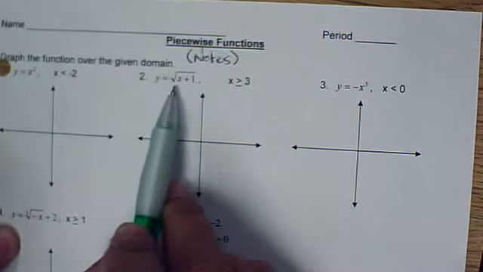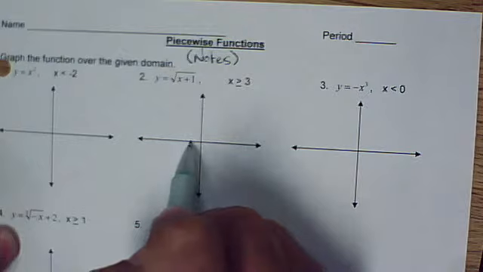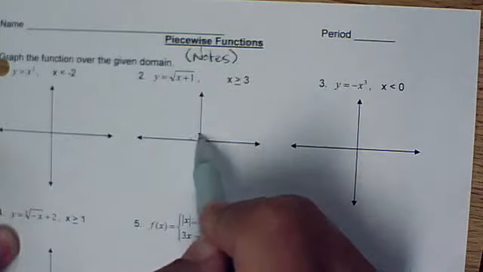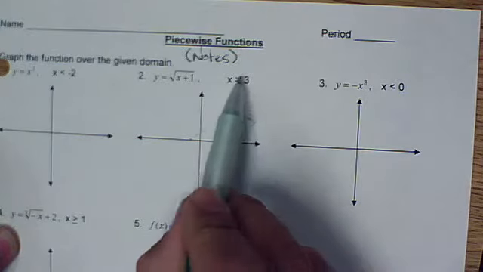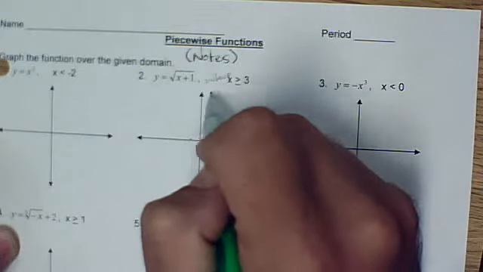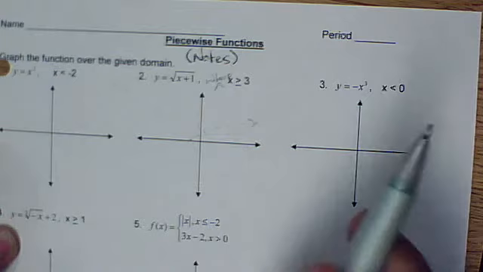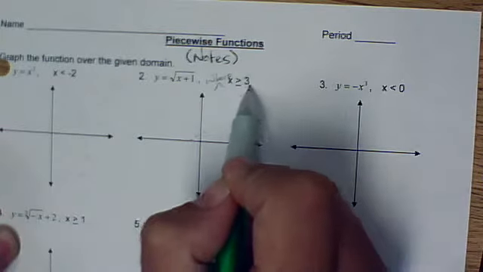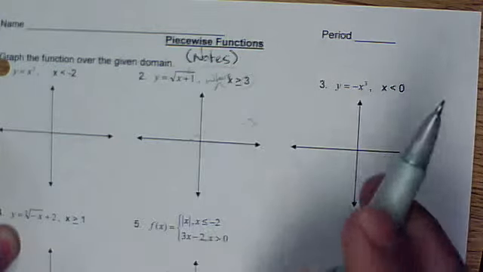So when this says y equals the square root of x plus 1, we know that graph is the square root graph that moves left 1, and it usually looks something like that. But we're only going to show the part where x is greater than or equal to 3. So the first thing I want you to do is take that restriction on the domain, whatever that value is, and plug that into the original function.